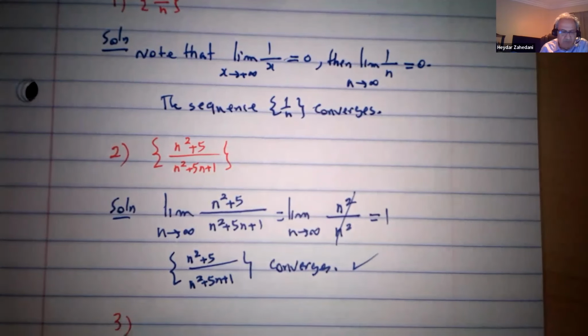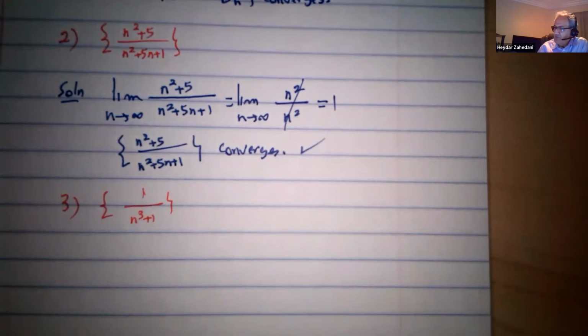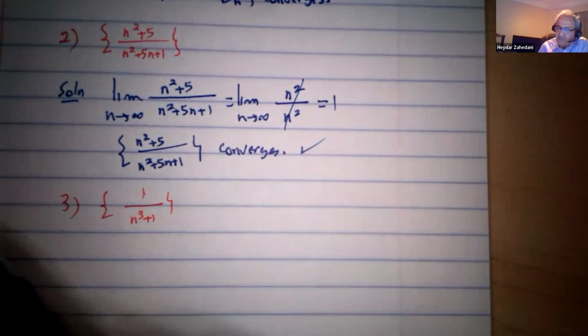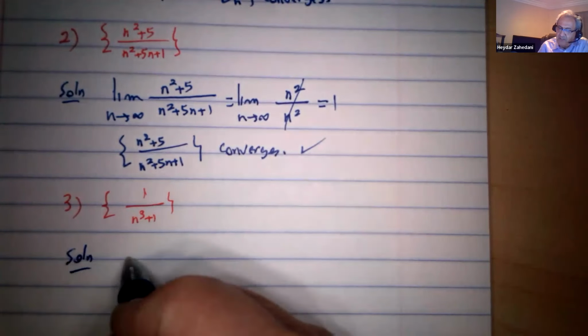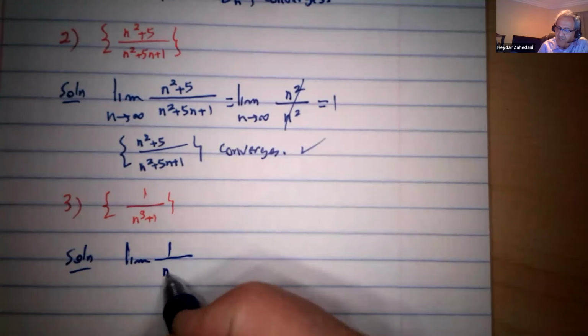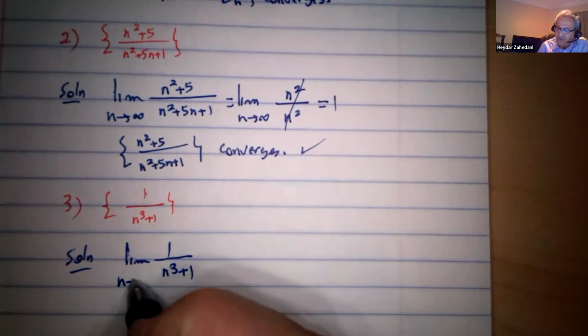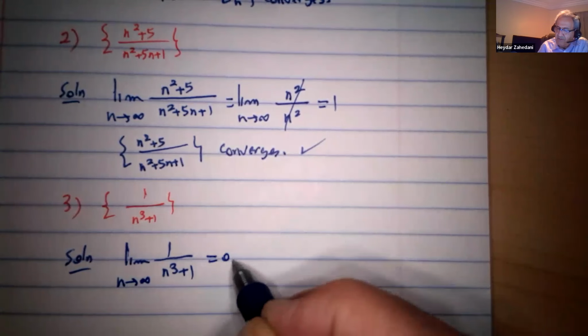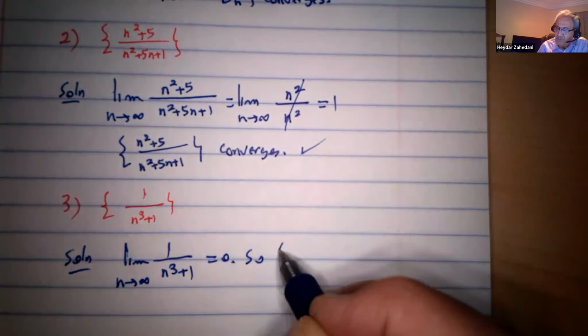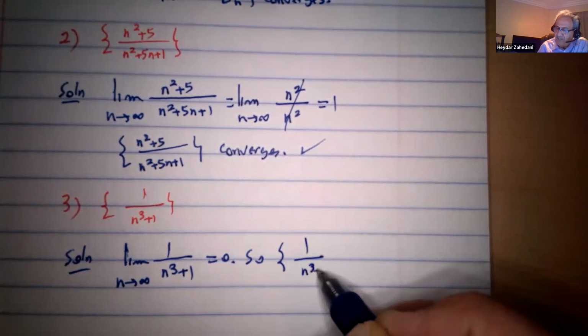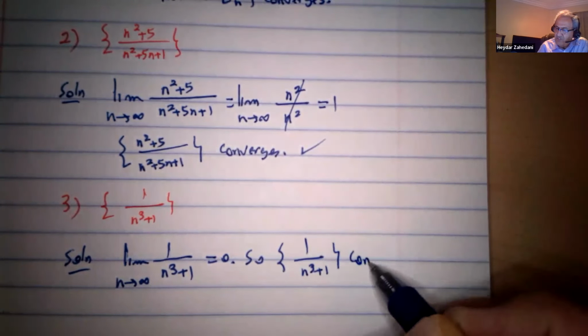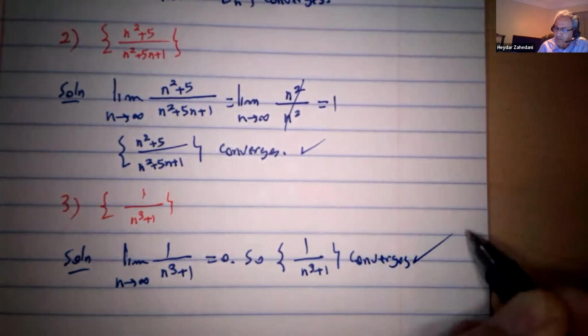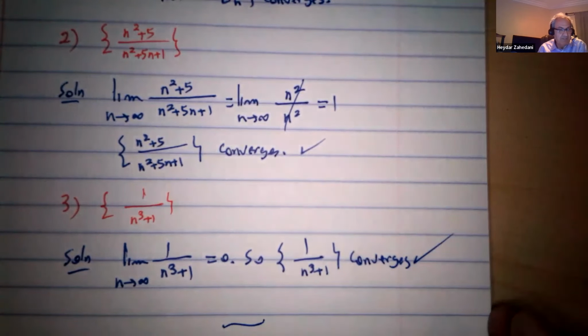The other case is if the power is different. You see this one, 1 over n cubed plus 1. The power of the bottom one is much, much higher, and on the top, you just get a pizza. So the solution: the limit of 1 over n cubed plus 1, as n goes to infinity, is 0. So the sequence 1 over n cubed plus 1 converges, or it's convergent, because we can find the limit right away.